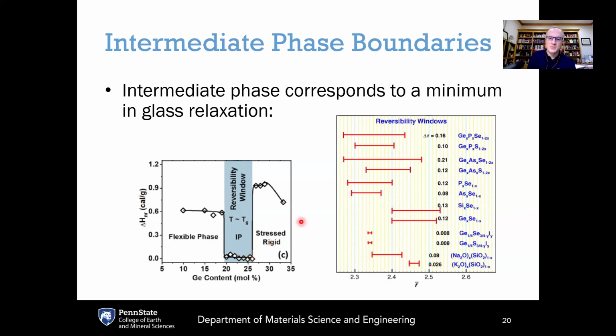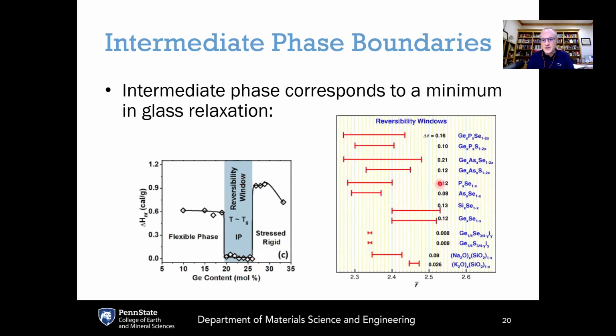And based on these measurements, he's mapped out these reversibility windows for a wide variety of different glass chemistries shown here on the right. And these red lines are showing the measured bounds of the Boolchand intermediate phase that correspond to this reversibility window from the calorimetry experiments.